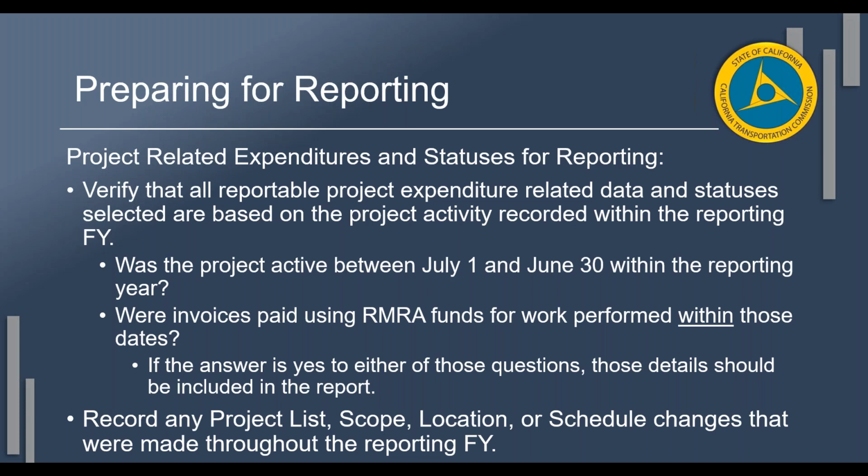You also want to record any project list change. So if a project is no longer being funded, you need to be able to reflect that with RMRA funds. If it's been canceled, if it's been grouped together with other projects, we need to make sure that you're reflecting that. If there's been a scope change, locations have changed, the schedule changes, anything of that nature, this is when and where you're going to do that, okay?